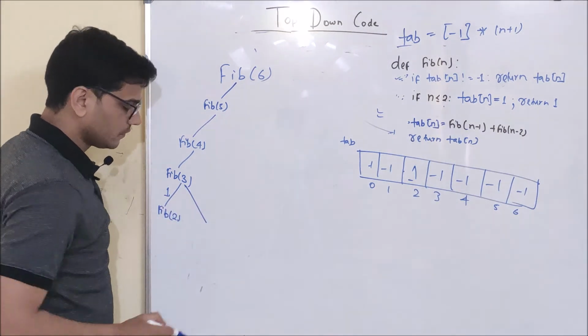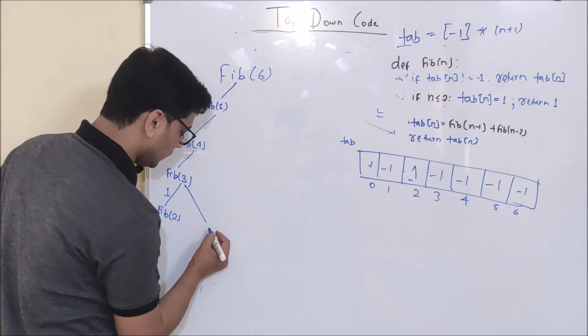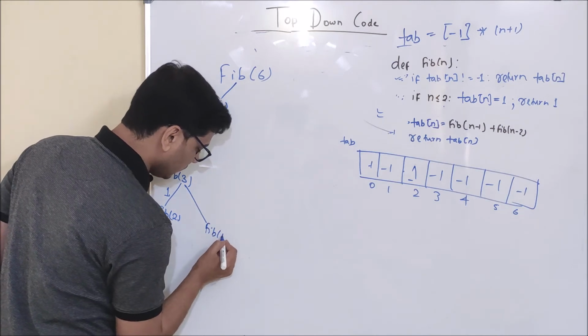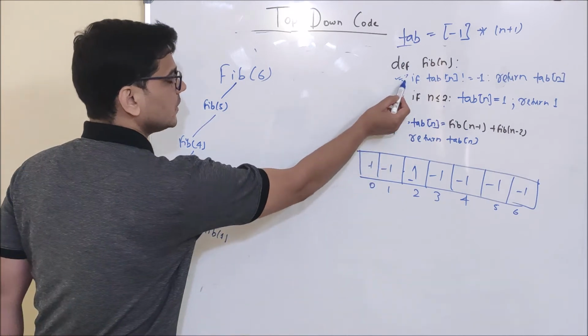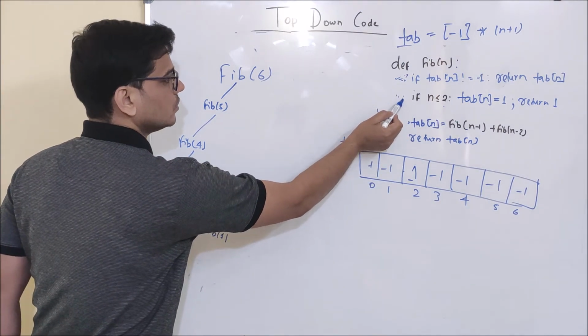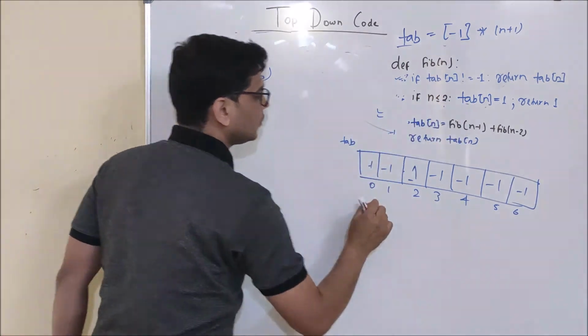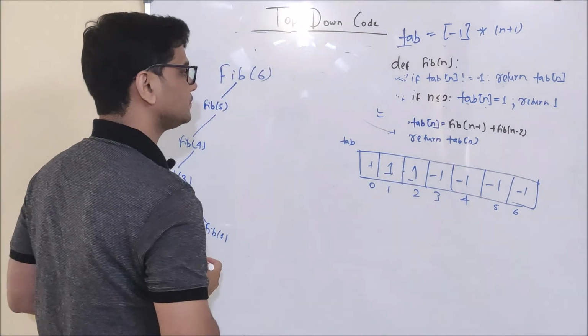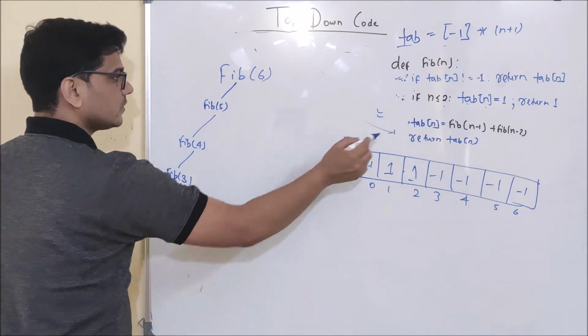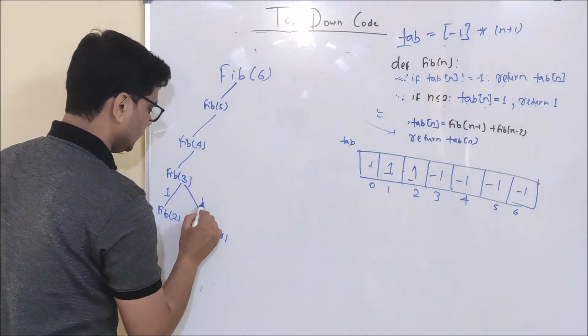After that, what will fib of 3 do? Fib of 3 will make a function call to fib of 1. And when fib of 1 is called, this condition will be false, but this will be true. So in tab of 1, I will update 1. I will update 1 here. And after that, 1 will be returned.